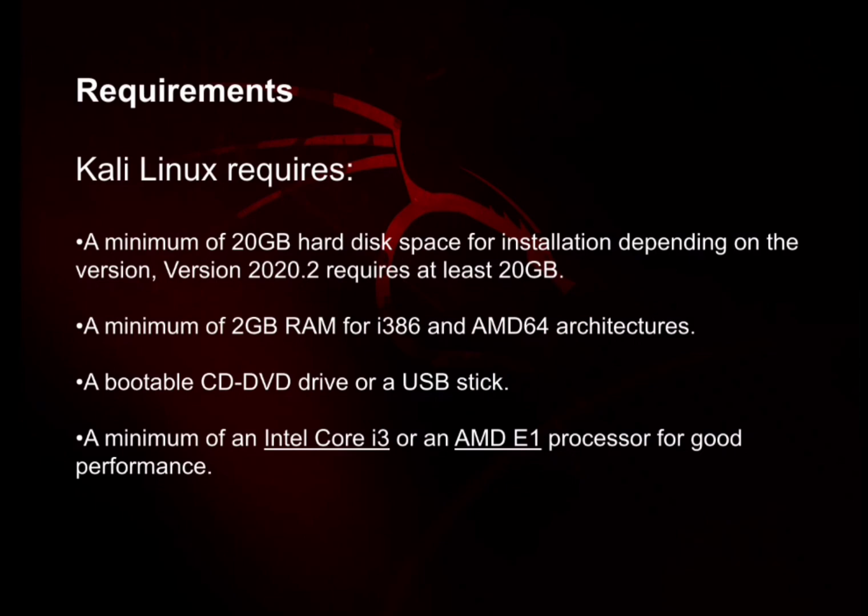Requirements. Kali Linux requires a minimum of 20 GB hard disk space for installation, depending on the version. Version 2022.2 requires at least 20 GB. A minimum of 2 GB RAM for i386 and AMD64 architectures. A bootable CD/DVD drive or a USB stick. A minimum of an Intel Core i3 or an AMD E1 processor for good performance.